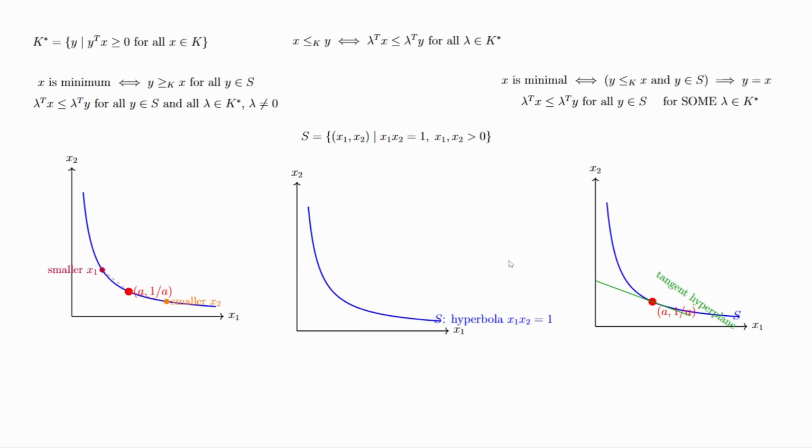Geometrically, this means that at each point (a, 1 over a), the hyperplane (1 over a) z1 plus a z2 equals 2 is tangent to the hyperbola. So this point here. So that is the supporting hyperplane. The hyperbola lies entirely on one side of it, and the direction of K equals the positive orthant.